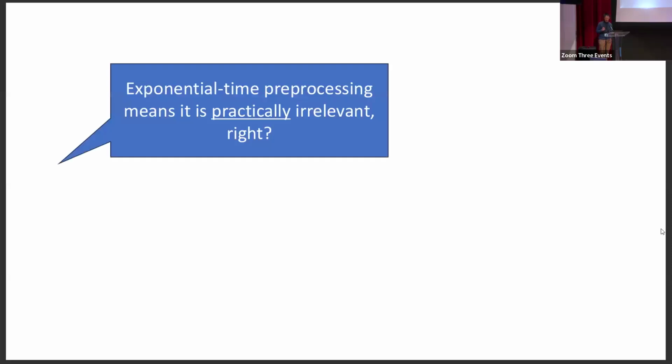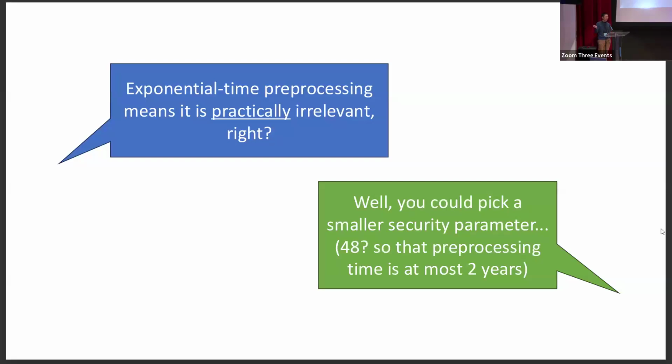Okay, let me first address a quick concern that you may have, which is that, if the pre-processing in order to get this piece of quantum state takes exponential time, does this mean it is completely irrelevant if I want to use this in practice? Well, actually, because our scheme has an exponential security, you can maybe just pick a smaller security parameter. So for example, 48, then maybe you can just take 2 years to find this quantum state. And maybe that's okay. Maybe that's a good price to pay for unconditional security.